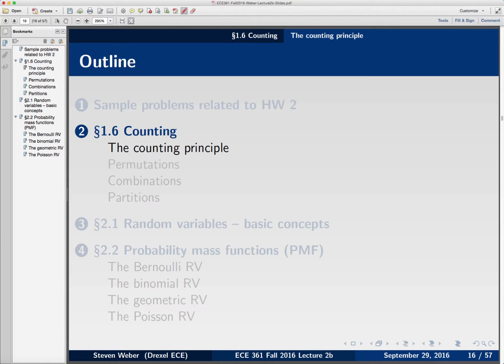This is part 2 of Lecture 2b for ECE 361, Probability for Engineers at Drexel University, Fall 2016. In part 1, we did some sample problems related to homework 2. Now, in part 2, we'll discuss counting in section 1.6 of the text.